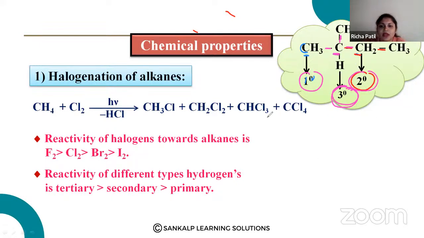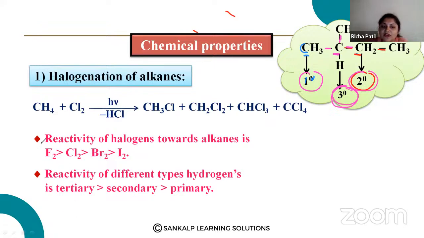Here you can see the reactivity of halogens towards alkanes. Fluorine is highly electronegative, then chlorine, then bromine, and then iodine. This is the reactivity of halogens towards alkanes. For the reactivity of different types of hydrogen, tertiary will be more stable as compared to secondary and then primary.